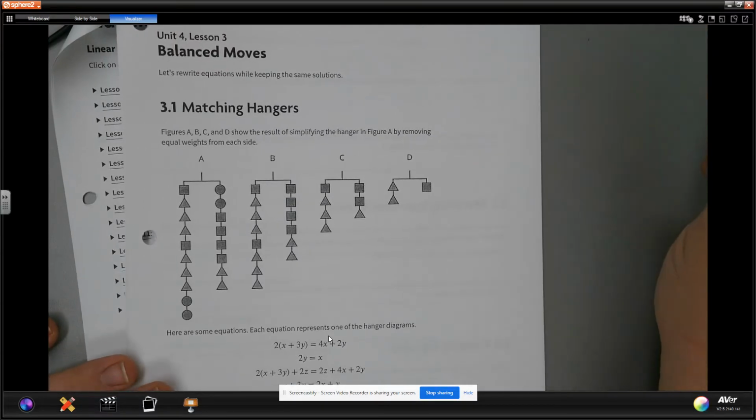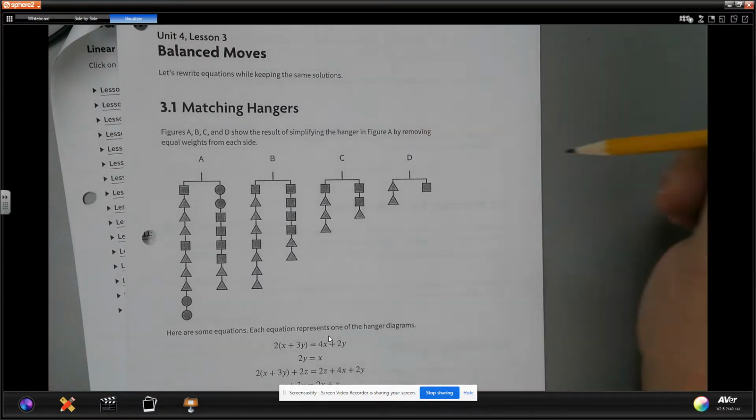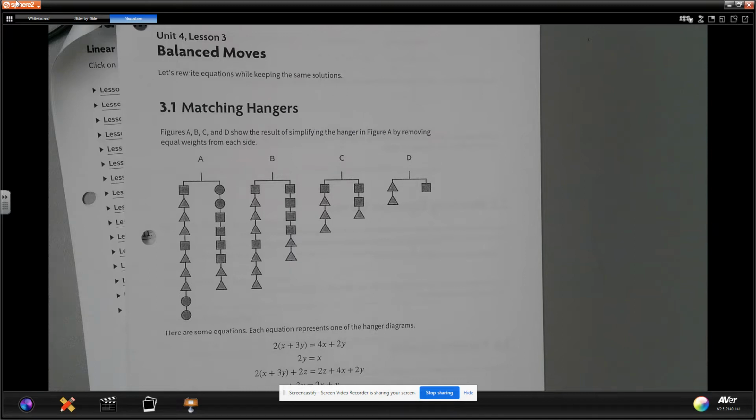Today we're in Unit 4, Lesson 3, more with balanced moves and more work with rewriting equations using the same solutions, or keeping the same solutions. Going to be using the hangers again a little bit more. For this first part, we have figures A, B, C, and D that show the result of simplifying the hanger in figure A by removing equal weights from each side.